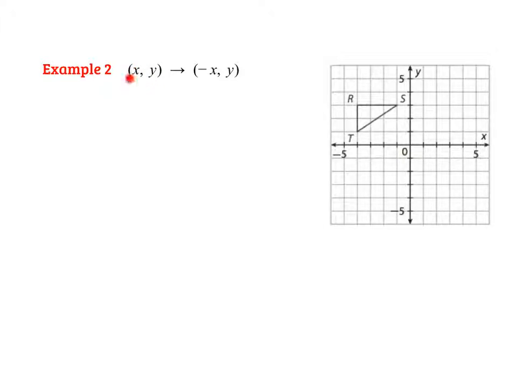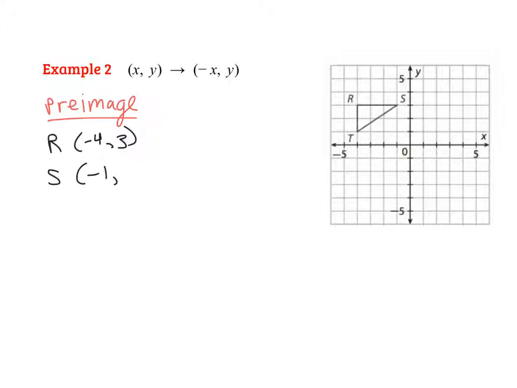So here our rule is to multiply all of our x values by negative 1. Let's start by writing our pre-image coordinates. We have R, which is at negative 4, 3. We have S, which is at negative 1, 3. And we have T, which is at negative 4, 1. And remember, our rule is to multiply all of our x values by negative 1.